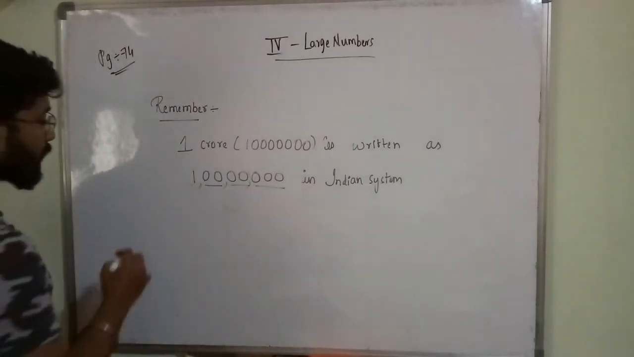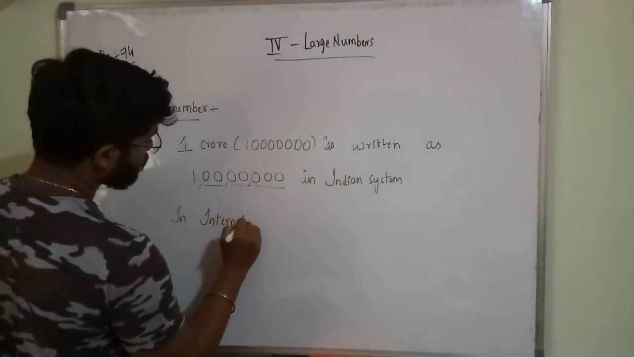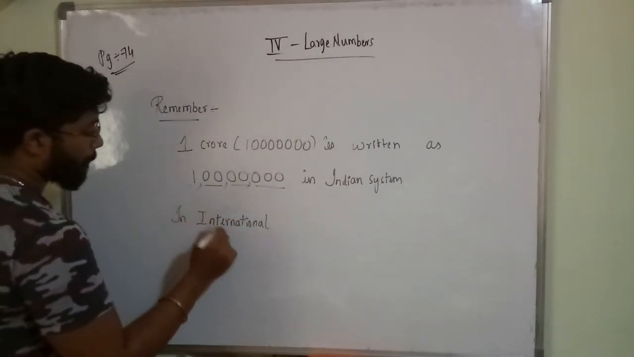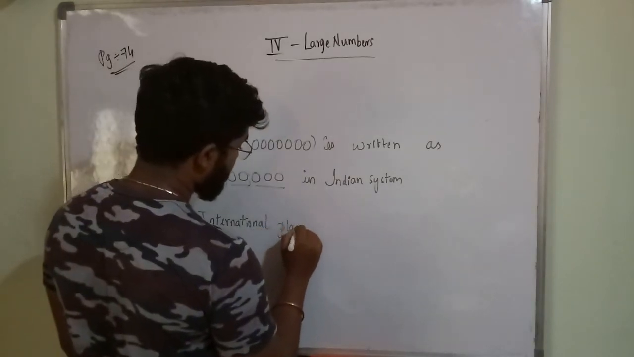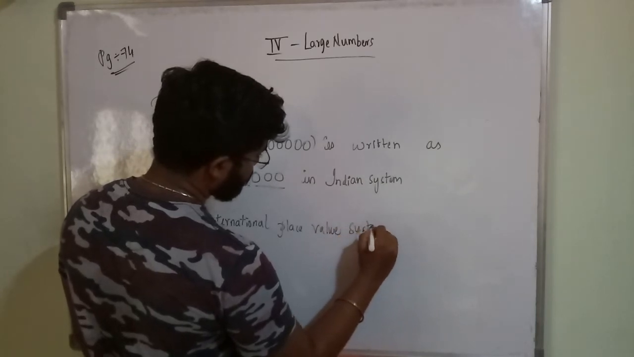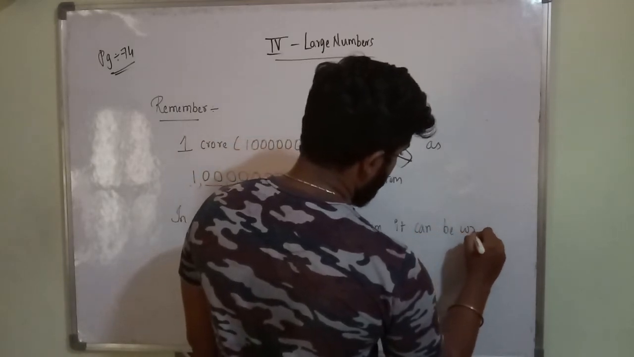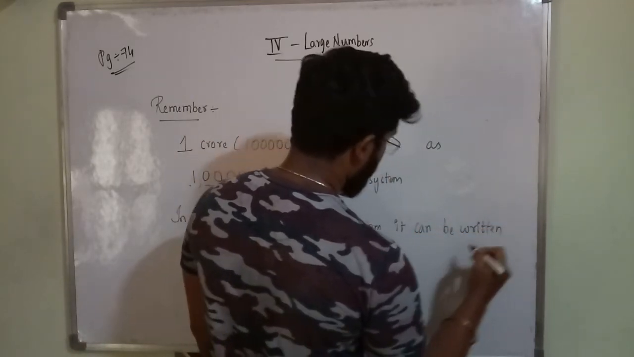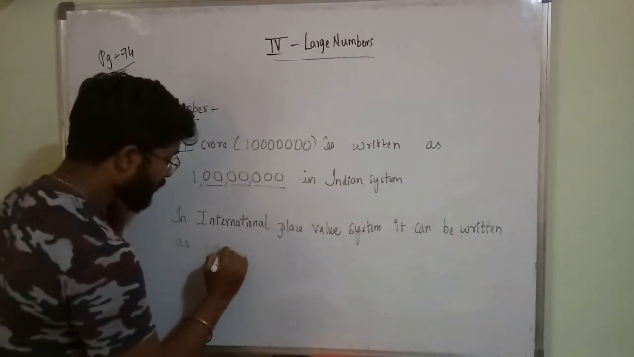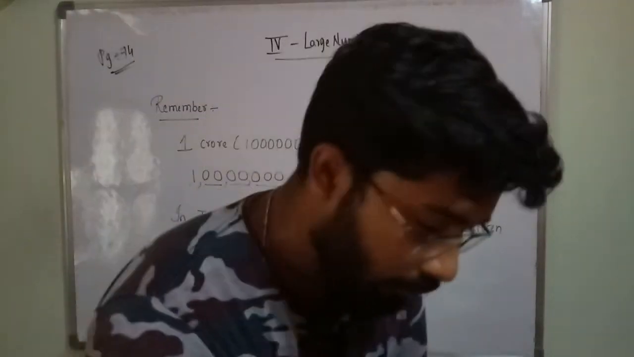Okay, and in the international system, how can we write this same number? This is an 8-digit number, no? How can you write this?